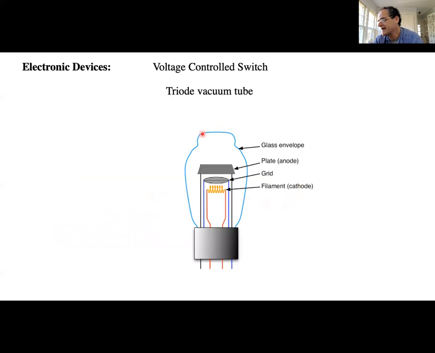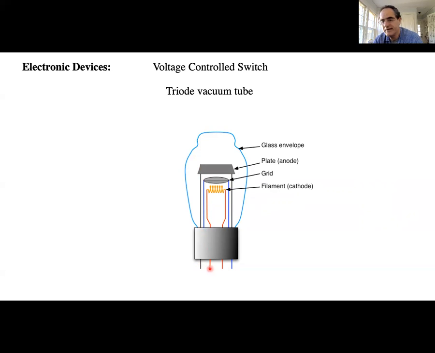So here's a schematic picture of a vacuum tube triode. There are three important items in this vacuum tube. There's a filament, which is a source of electrons. When this filament is heated up, electrons can be emitted. There's a grid, which is going to control the flow of electrons, and there's a plate, which is where the electrons end up. Okay? So this is a three-terminal device.